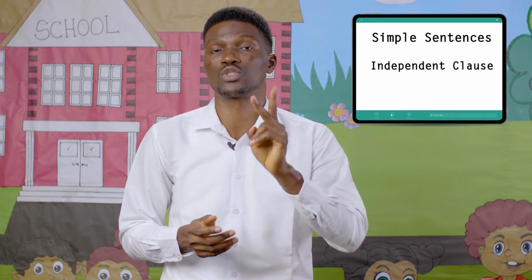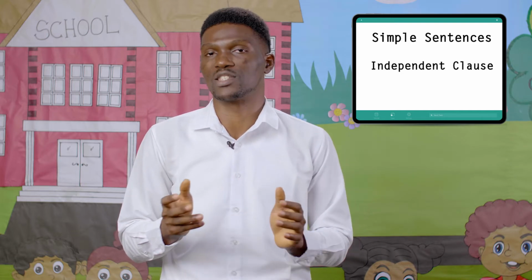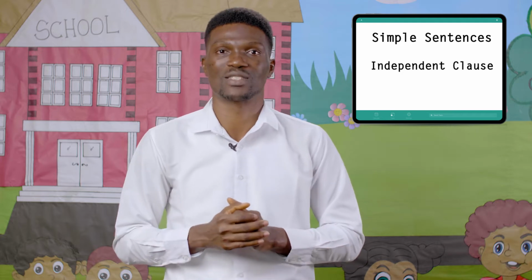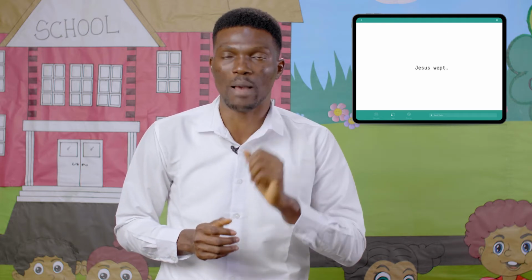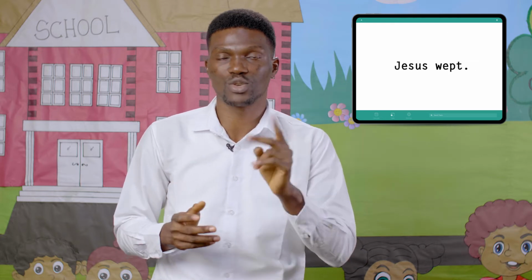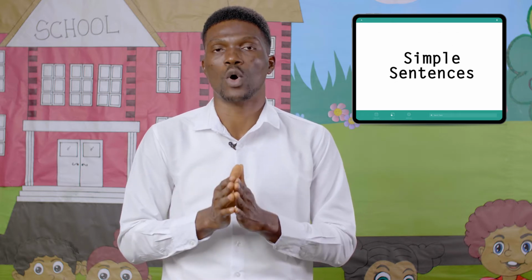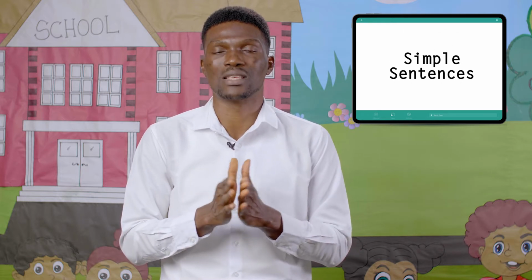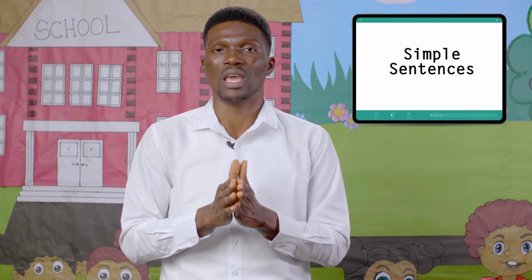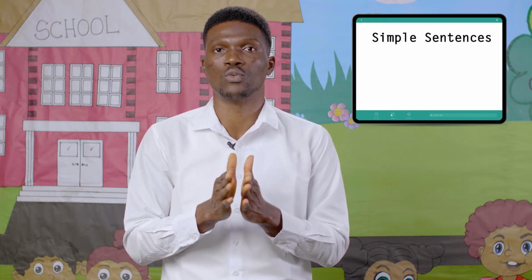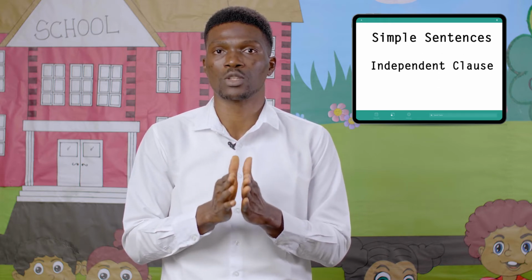I'm going to give you one example from the Bible. It's just 2 words. It's said to be the shortest verse in the Bible. It's called Jesus wept. Are you surprised? Just 2 words, and that's a sentence. Because you don't need any other information to understand the meaning in those 2 words. It's complete on its own. So that's what a simple sentence is. It's a sentence that consists of one independent clause.